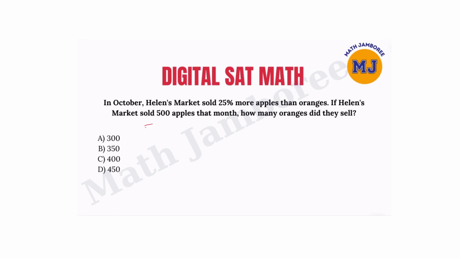So for the number of apples they sold, let's call it the letter A. For the number of oranges sold, I want to call the letter B, not O, because A and O look alike.